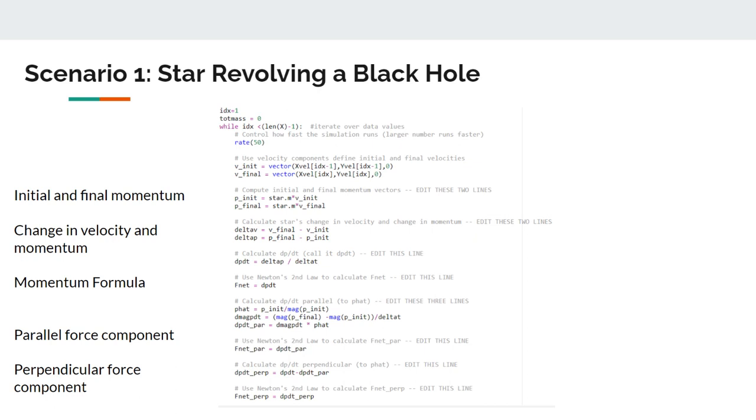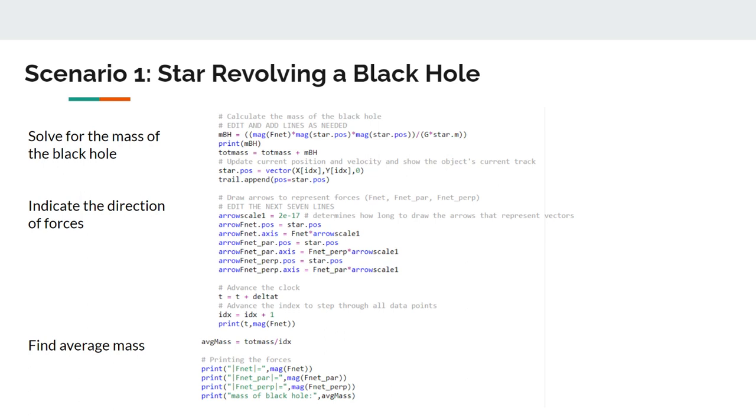So just as I talked about before, we're going to find that change in momentum and velocity, and then we're going to apply that into the momentum formula to find our net force. And then we're going to find that parallel force component and then use that to find our perpendicular force component. Now, we're going to solve for the mass of the black hole with that gravitational force formula, as I talked about earlier. And then we're going to indicate the direction of each of our forces that we calculated earlier, just with the corresponding unit vector.